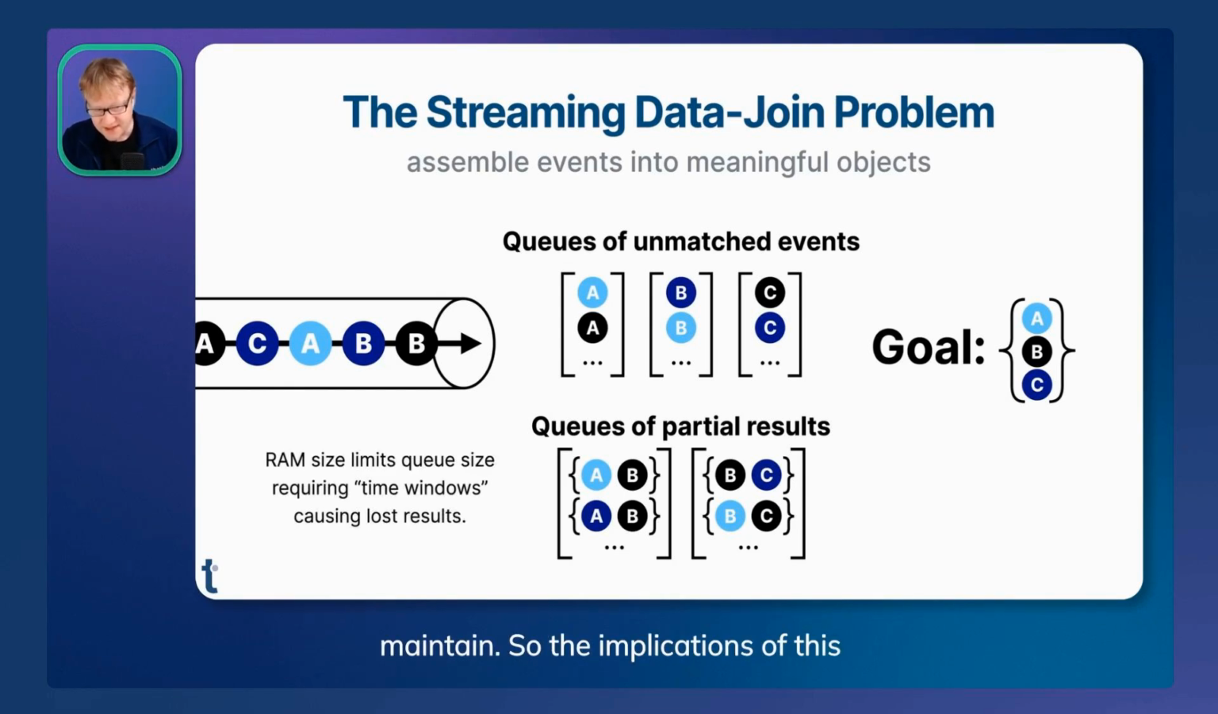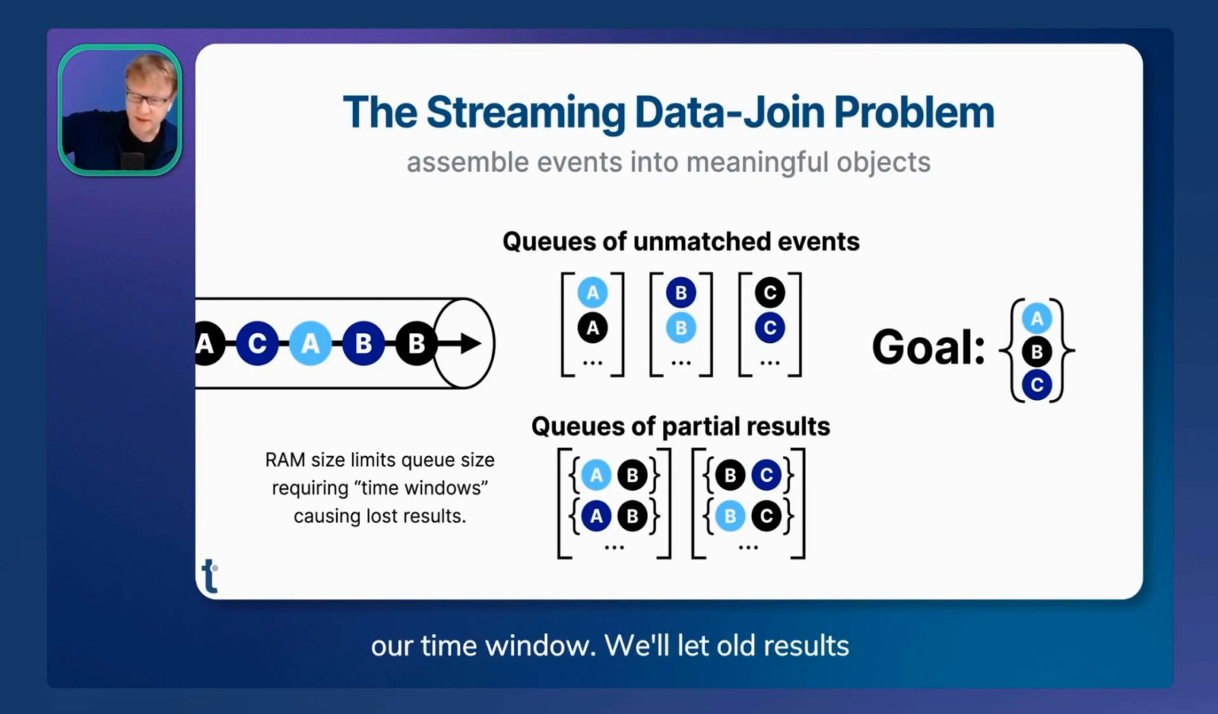So the implications of this means that most data engineers have to kind of accept an undesirable compromise to say that, well, we can't have infinite amounts of RAM. We can't have queues that hold on to stuff forever. So we'll set limits to how big these queues are and probably set by how much RAM we have available. So that's how much partial data we can hold on to. And that'll be our time window.